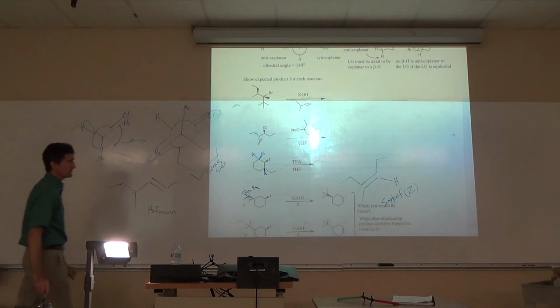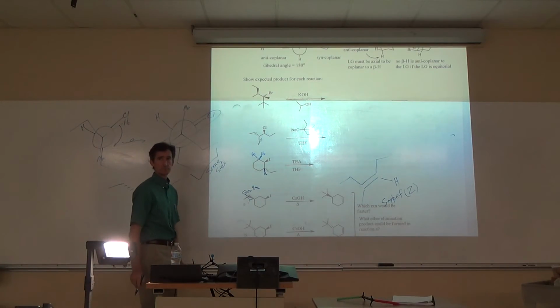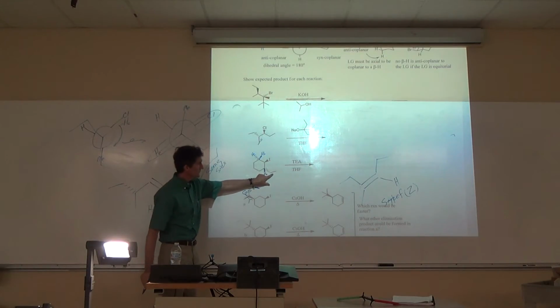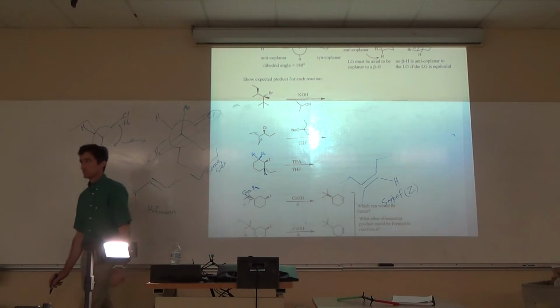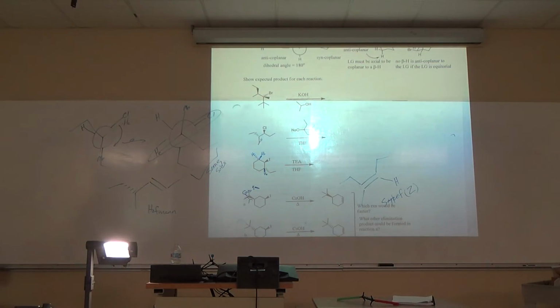Where would you like to put the double bond? Here, it would have an ethyl substituent on it, more substituted. Can you eliminate HA and iodine? Are they going to be anticoplanar? Anticoplanar can also be called trans-coplanar. Is HA and iodine trans? No. If they aren't trans, they can't be trans-coplanar.